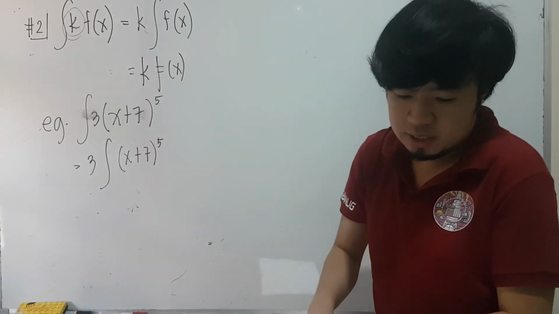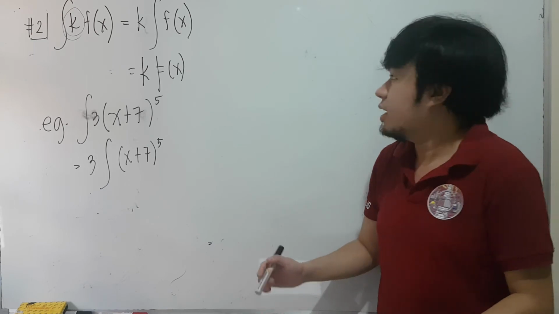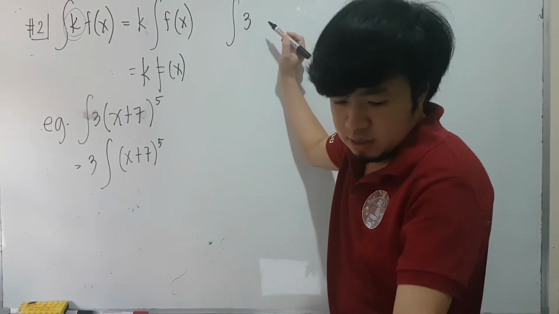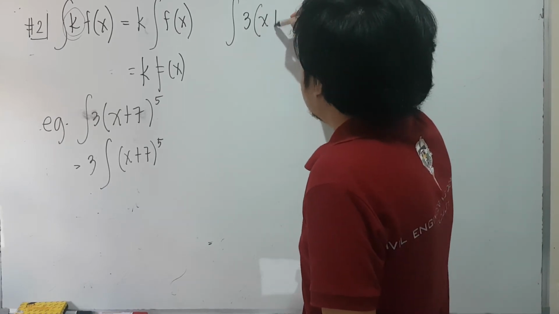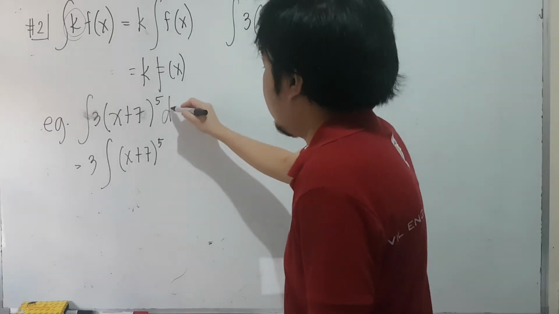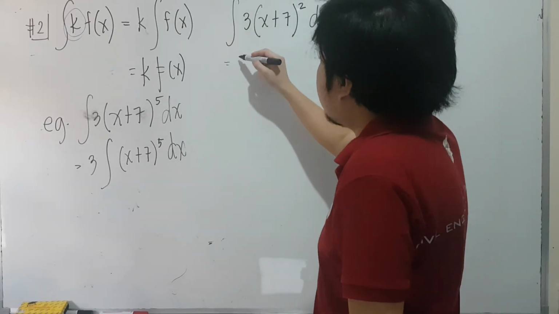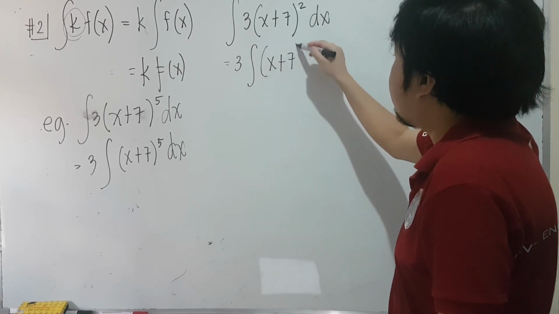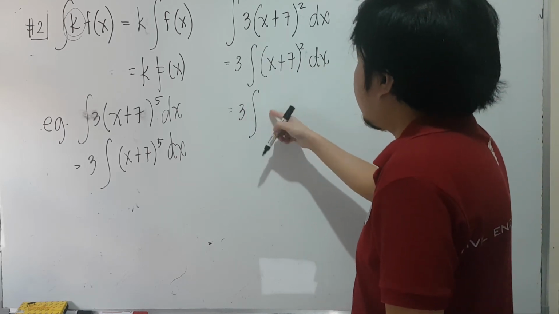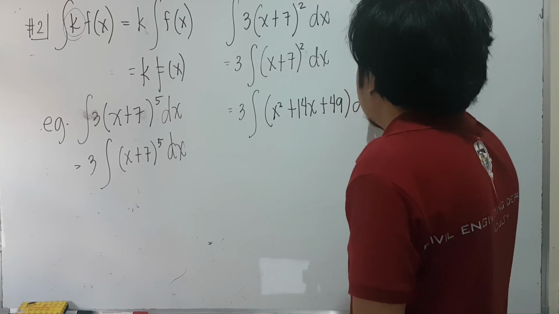you have here number 3. Here, the integral of a sum or difference of functions is the sum or the difference of the individual integrals. Okay? So this is a binomial expansion. So with that, we have the integral of 3 times x plus 7 squared dx. I forgot to write the dx here. We have here dx, with respect to x. So we're going to factor out 3 times the integral of x plus 7 quantity squared dx. So we need to simplify this term first. So we have 3 times the integral of x squared plus 14x plus 49 dx.